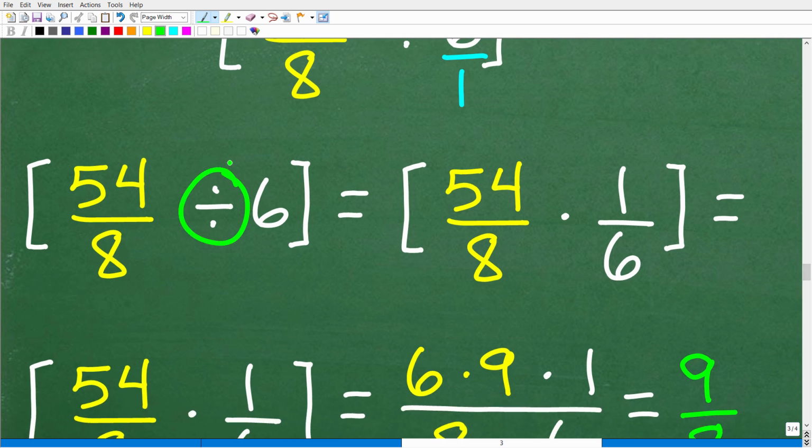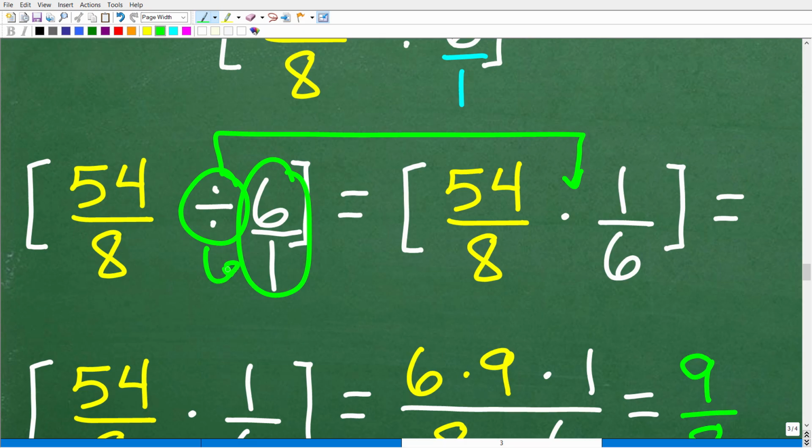Well, what we're going to do is change that division problem into a multiplication problem, right? And how do I do that? Well, remember, this is 6/1. We have 54/8 divided by 6/1. So we're going to take the fraction to the right of the division symbol and flip it upside down. So when we turn this into a multiplication problem, we have to flip this fraction to the right of the division symbol. And so, of course, in this case, it's going to be 1/6. All right, so now we're down to this problem, 54/8 times 1/6.